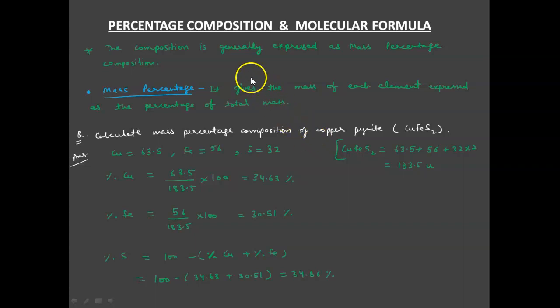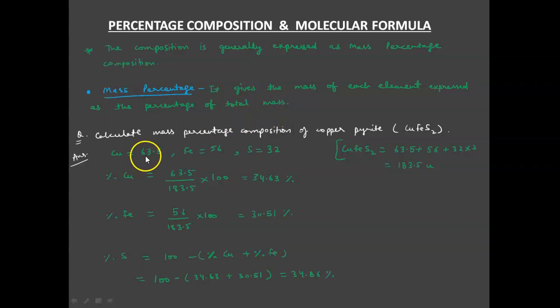Look, the composition is generally expressed as mass percentage composition. Generally, in chemistry, we express the mass in terms of mass percentage. So, what is basically the mass percentage? Mass percentage gives the mass of each element expressed as the percentage of the total mass. It means we are comparing each element with the total composition.